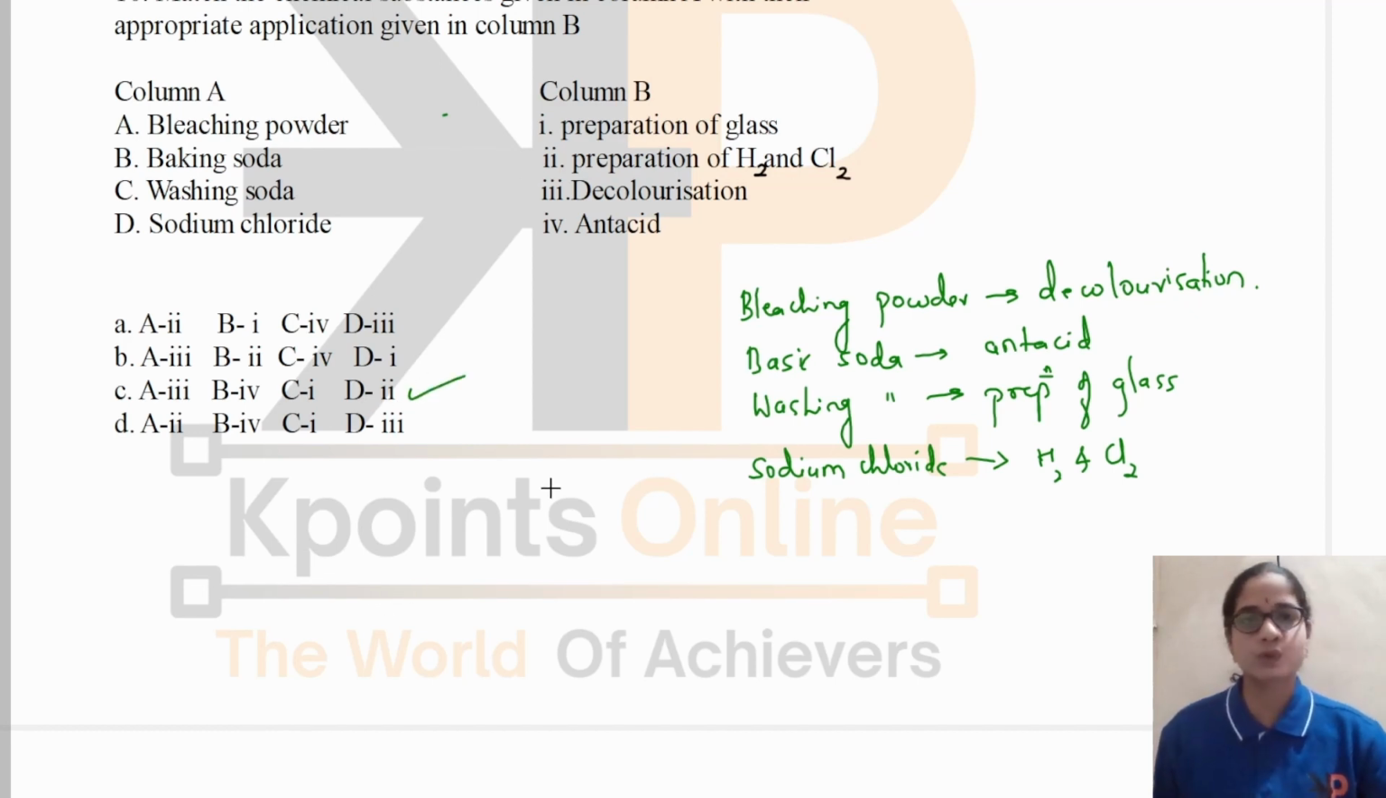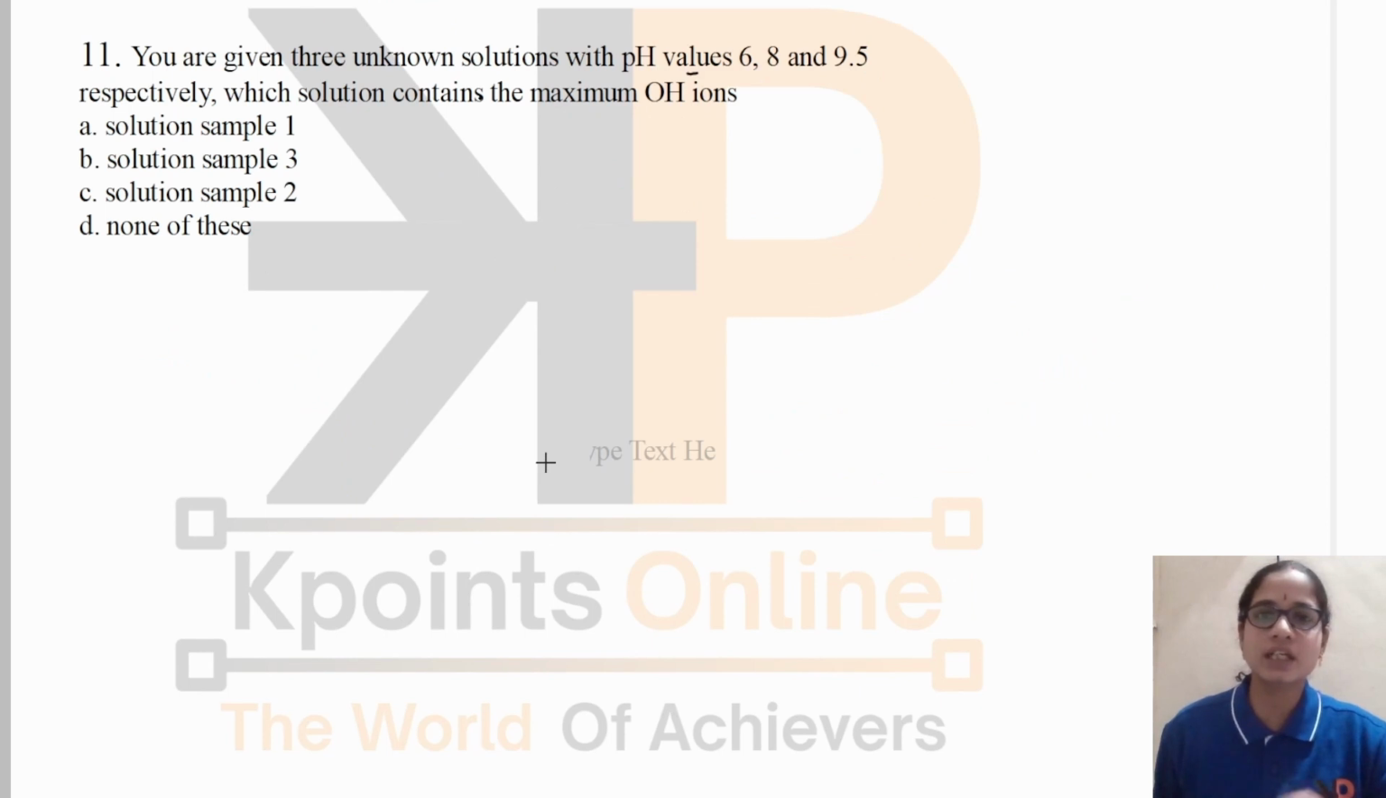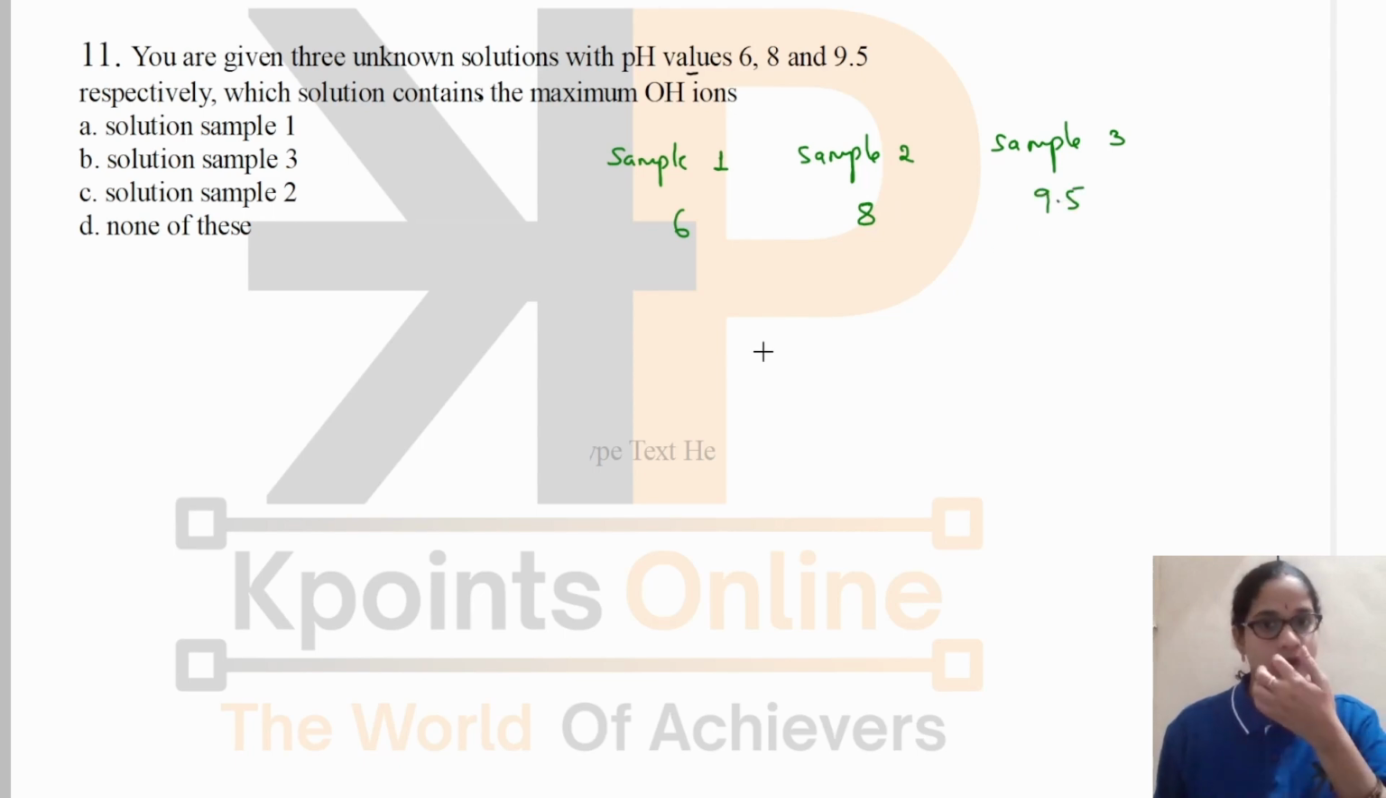Okay, let us move to the next question. You are given three unknown solutions with pH values 6, 8 and 9.5 respectively. Which solution contains the maximum OH minus ions, that is hydroxide ions? Let us take sample 1, sample 2, sample 3. Sample 1 has pH 6, sample 2 has pH 8 and sample 3 has pH 9.5. So our question is, which solution has the maximum OH minus ions?